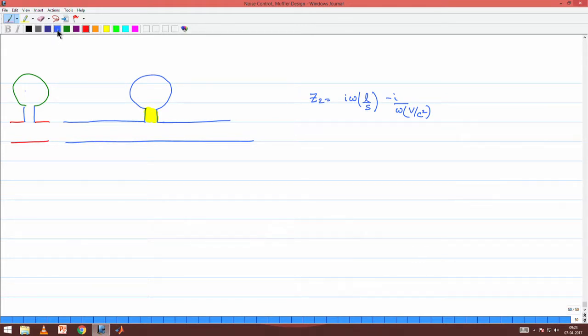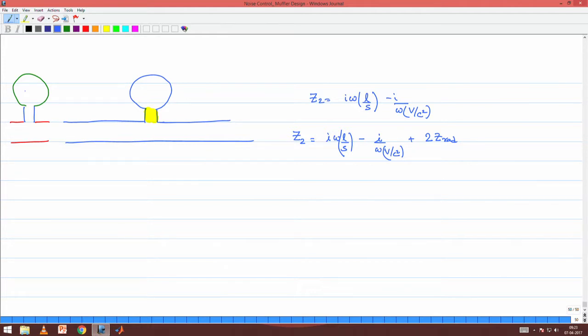So, the Z2 corrected would be these two radiation, this impedance term will be as it is, but then we have to add two radiation impedances associated with these two effects, right, because this narrow annular cavity is seeing two large volumes on either ends of itself.